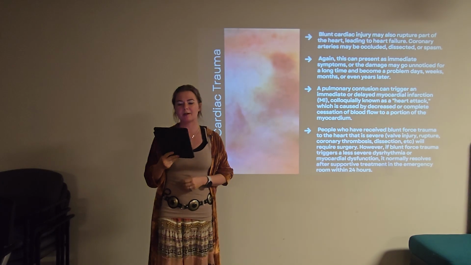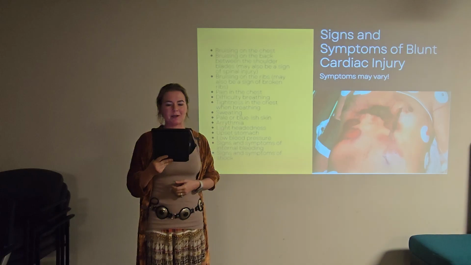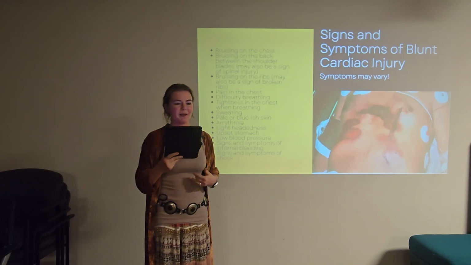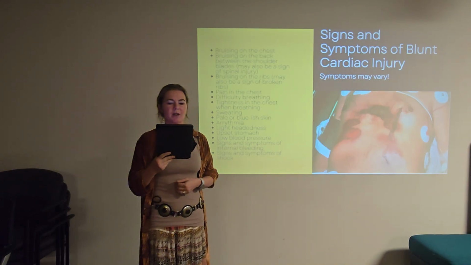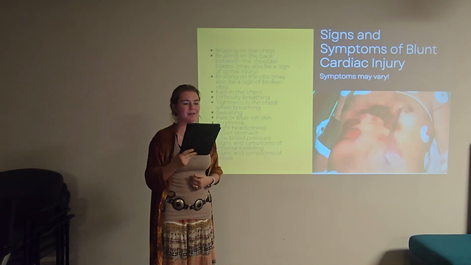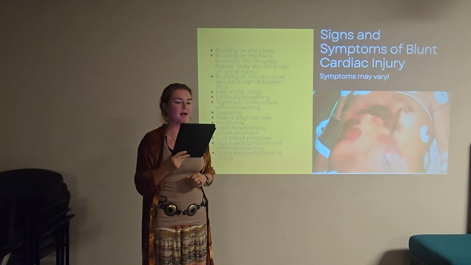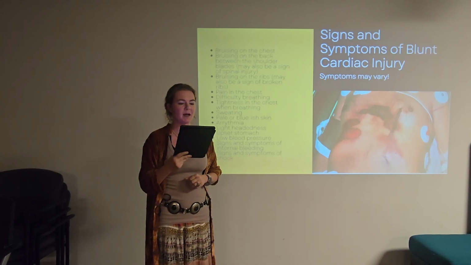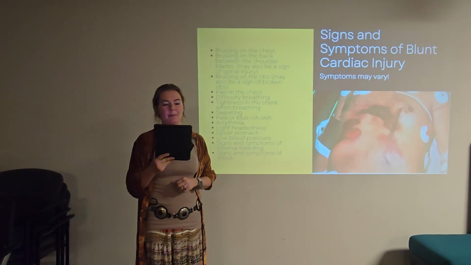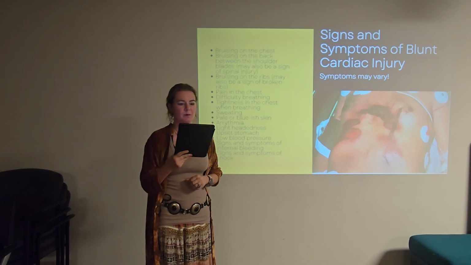Signs and symptoms of blunt force cardiac injury: bruising on the chest, bruising on the back between the shoulder blades, which can also be a sign of spinal injury, bruising on the ribs, which can also be a sign of broken ribs, pain in the chest, difficulty breathing, tightness in the chest when breathing, sweating, pale or bluish skin, arrhythmia, lightheadedness, upset stomach, low blood pressure, signs and symptoms of internal bleeding, signs and symptoms of shock.